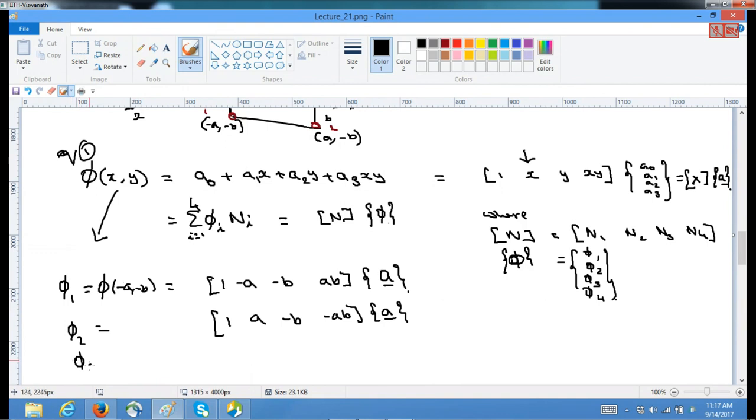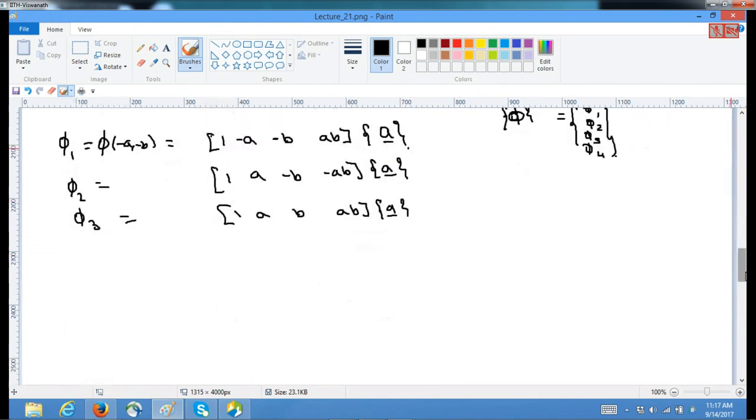and V3 is 1 A B AB, and this is V A comma minus V. This is V A comma B. V4 is equal to V minus A comma B.